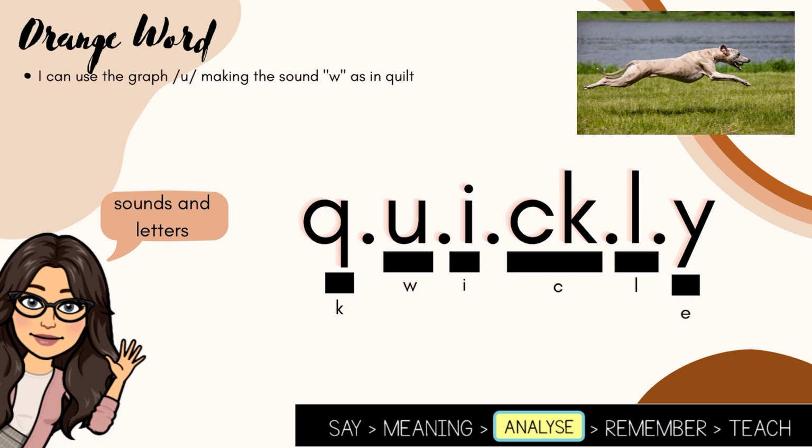You might have also picked up that the letter Q is making a K sound. So we're not saying Qu or anything like that, or Q, it's the K sound. So it's a K, W, I, L-E, quickly. You can see in this word quickly that we do have the digraph CK, which is making that singular K sound. And the graph Y is making the E sound.